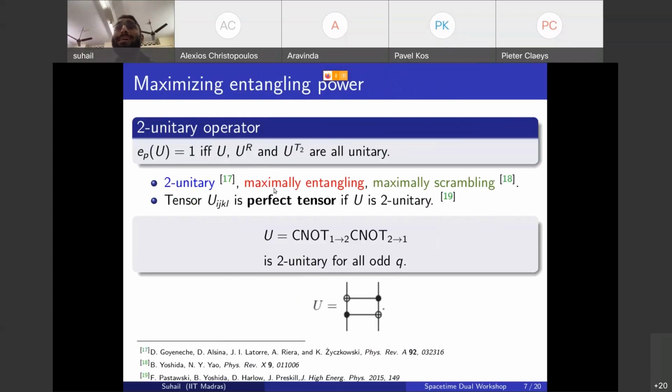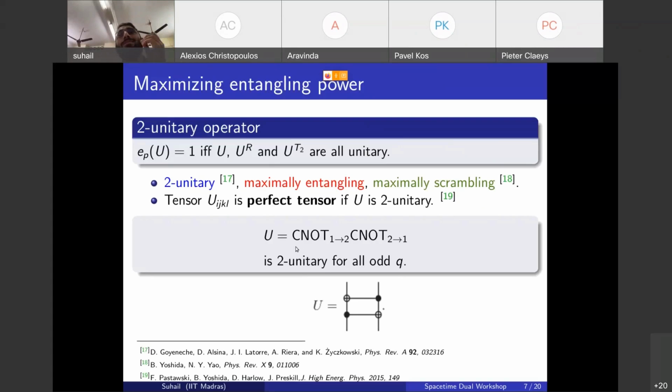We usually use this, and it's maximally entangling because on average it creates maximum entanglement when applied on an ensemble of product states. It's also called maximally scrambling in some contexts, for example this paper by Yoshida and Preskill and others. So it's called maximally scrambling unitary also. And the tensor which can be constructed from this two-unitary, or the other way around, the two-unitary which is constructed from this perfect tensor, is a perfect tensor in the sense that under arbitrary partition we can define an isometry.